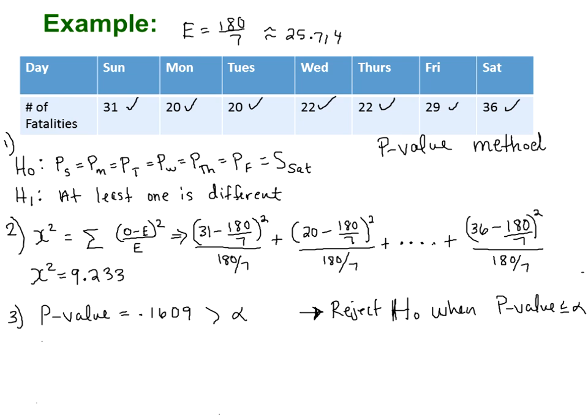So remember, we reject the null hypothesis when your p-value is less than alpha. And that was not our case here. Our p-value is not less than or equal to alpha. In fact, our p-value is greater than alpha.